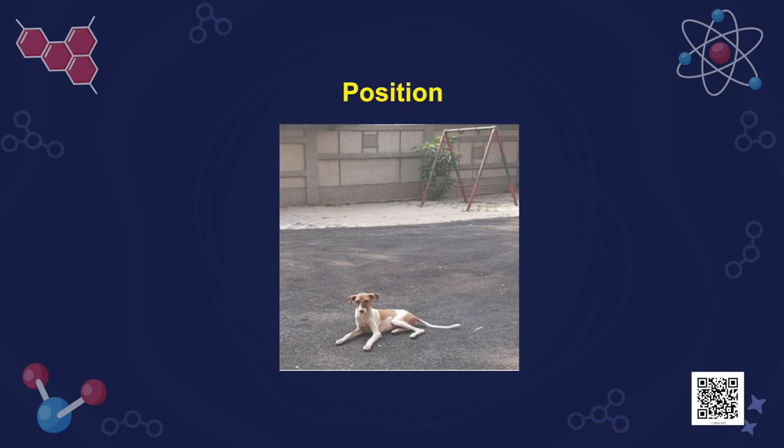Now, to describe the motion, we need to consider the position of the object. So now let's see. You can see one picture over here where a dog is sitting.